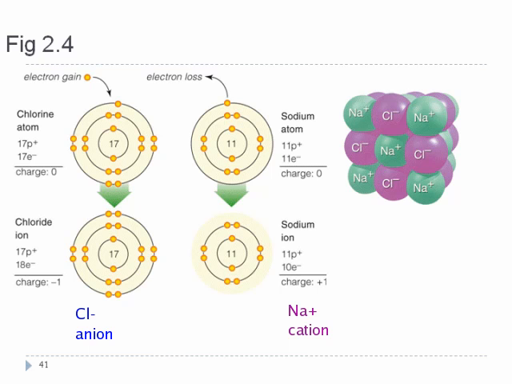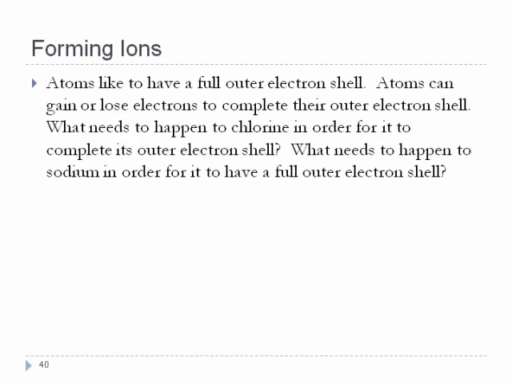I always remember because it has an extra N for negative. And then somebody told me one time for cation that the T reminded them of a plus. So those are some hints. So ions are basically atoms that have gained or lost an electron.